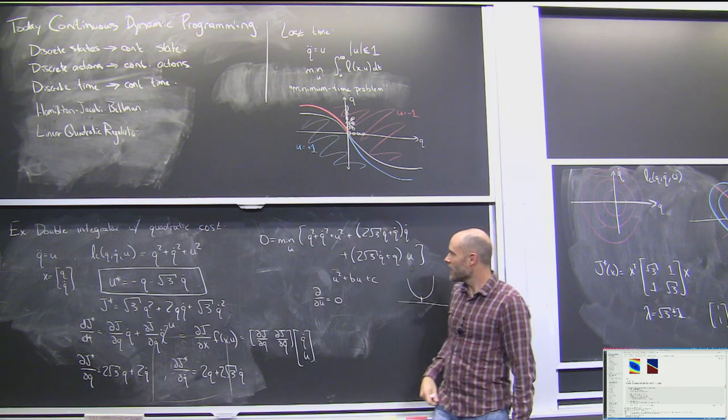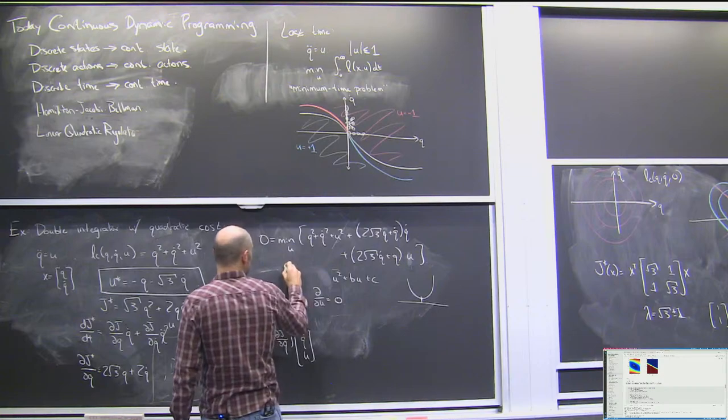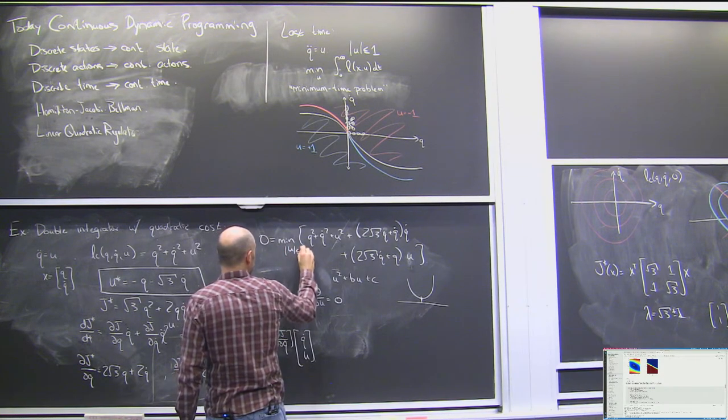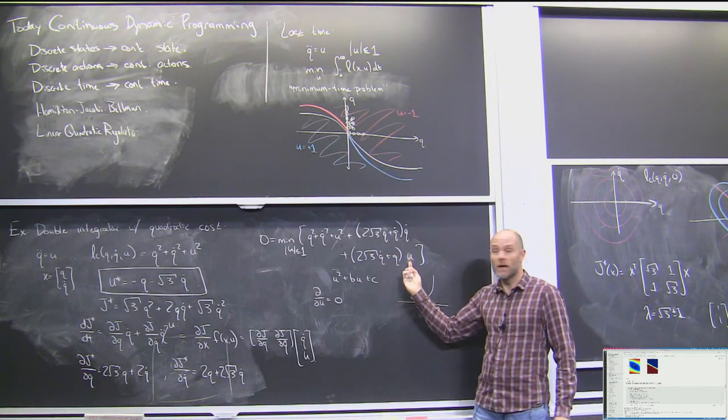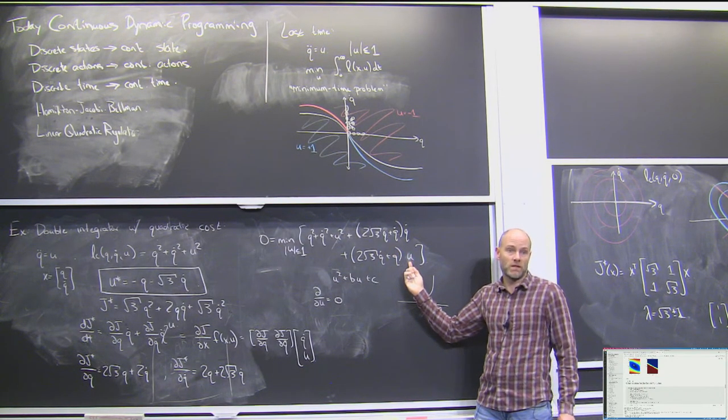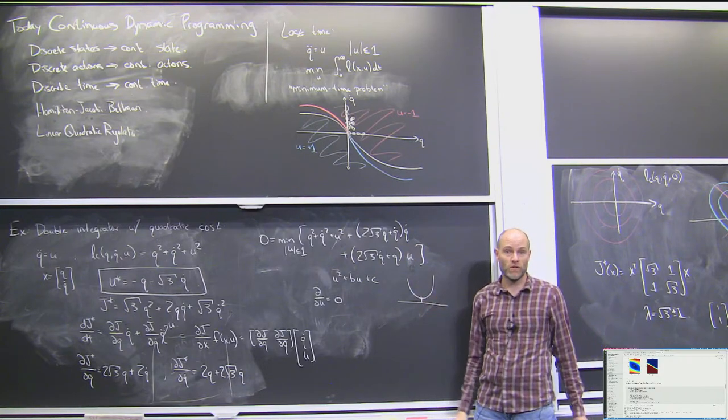Okay. If you were to say min over u with u less than or equal to 1, then it would be either positive or negative 1. And that's roughly why bang bang control happens so often.